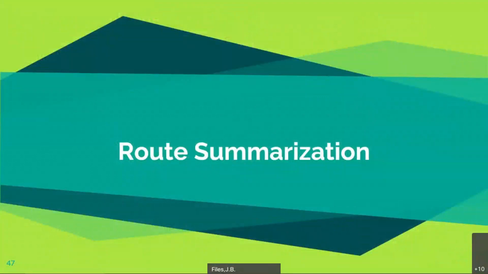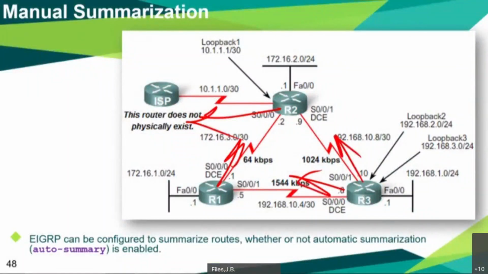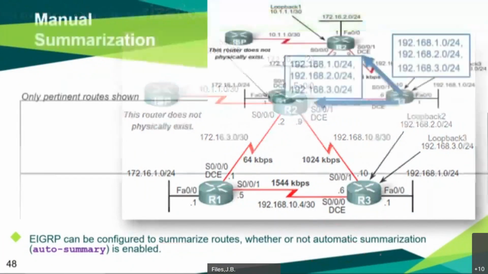All right, route summarization. So EIGRP allows you to summarize, to send a summary route out of any interface you want. Unlike OSPF that says you have to do it on an ABR. EIGRP says send it anywhere. Okay. And you can send a manual summarized route whether or not automatic summarization is on or not.